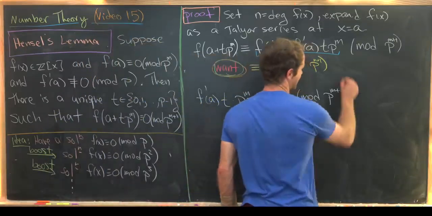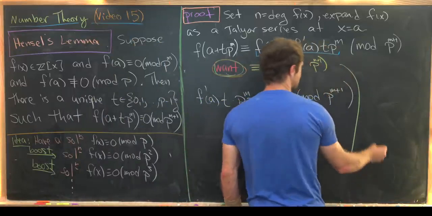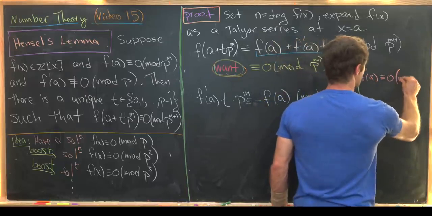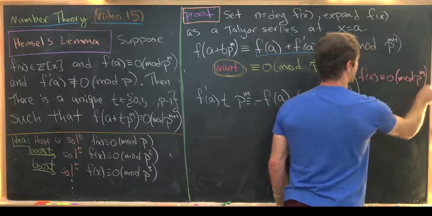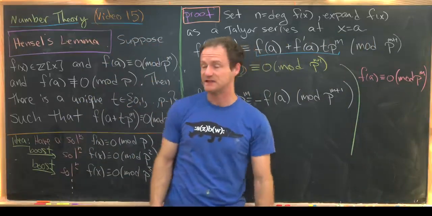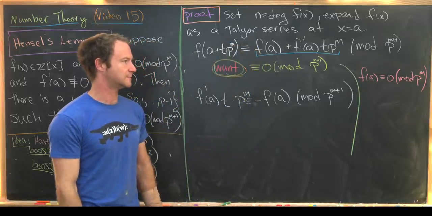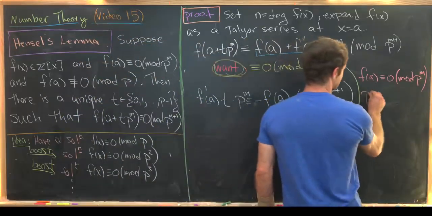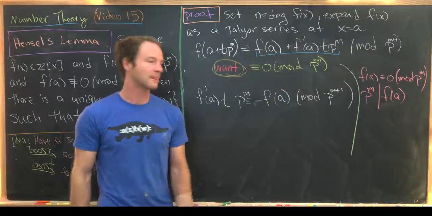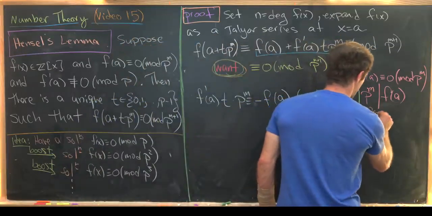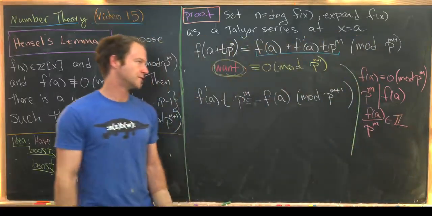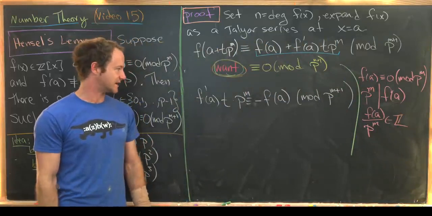And we can do that with a little bit of a trick. So let's notice that f of a is congruent to 0 mod p to the m. That was one of our original assumptions, one of the hypotheses built into the statement of our lemma. But what does that tell us? That tells us that p to the m divides f of a. But that means that f of a divided by p to the m is an integer, right? So those are all equivalent statements.